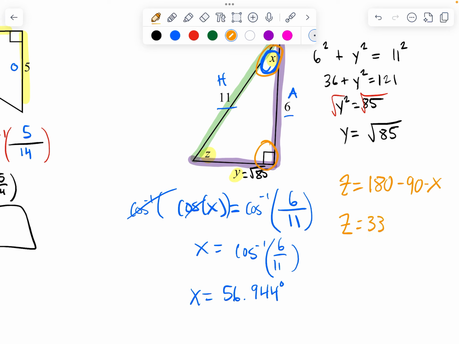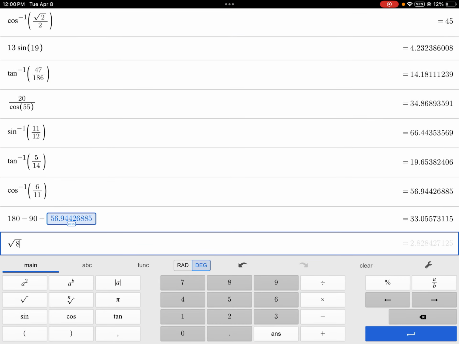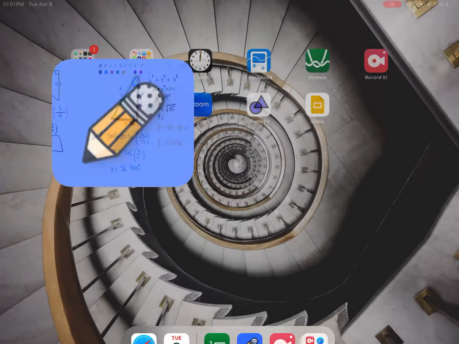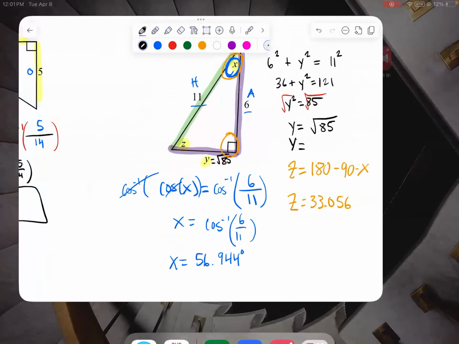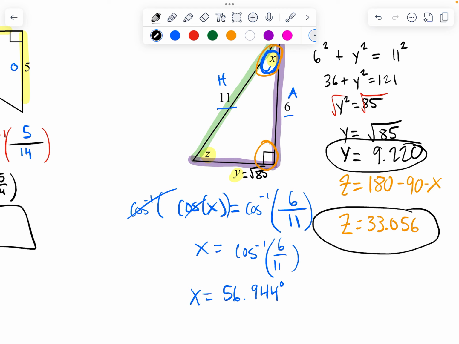Equals 33.056. And now, since we're at the very end, I'm going to get that decimal for y as well. So we have the square root of 85, so 9.220, because that 5 is that 4th digit we'll round up. So 9.220. So there's our y. Our z, oops, is in degrees. Forgot to put that little symbol there. And then we also have our x.